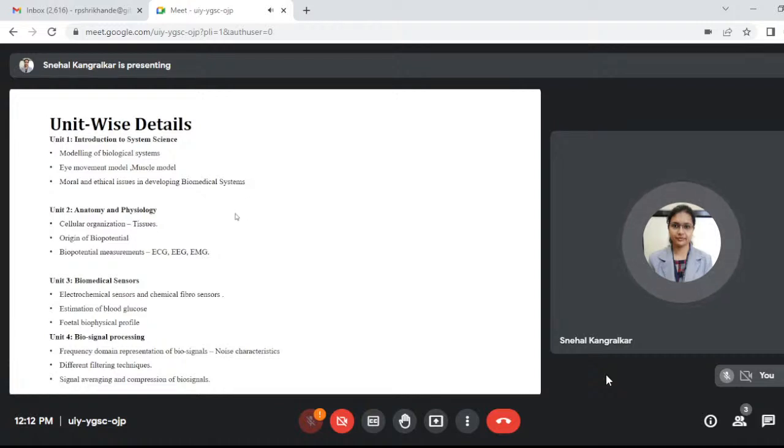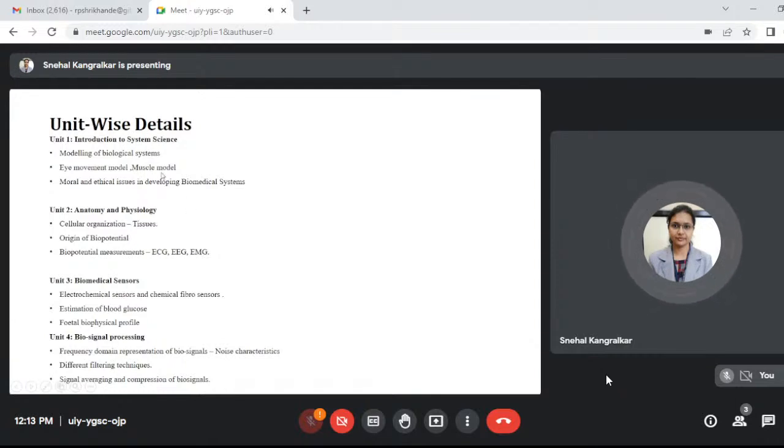In biomedical system design, basically we detect or diagnose different diseases, the human diseases. So the devices which we require for diagnosis or detection, we have to develop or manufacture. For that we have different stages. First we start with modeling of a biological system, modeling and simulation. In unit 1, we have taken a muscle model and an eye movement model as examples.